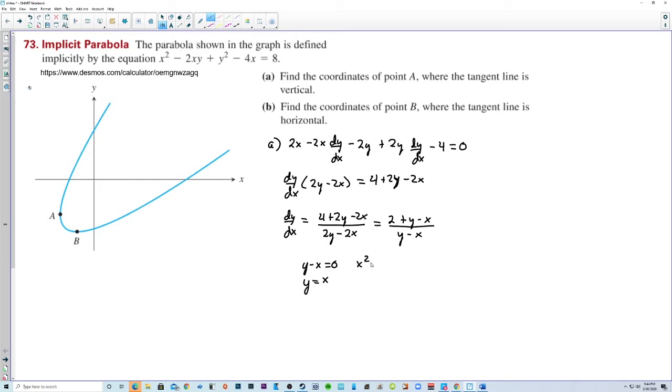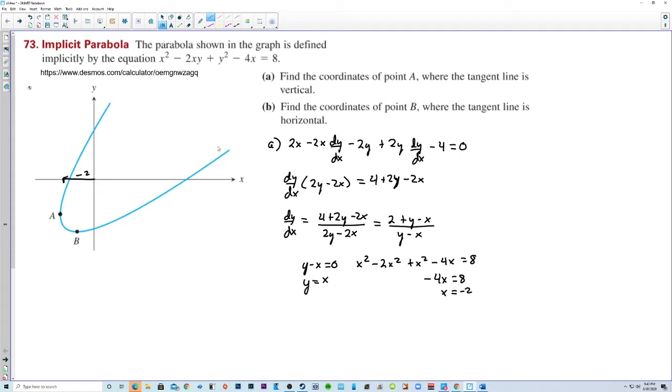So we get x squared minus 2x squared plus x squared minus 4x is equal to 8. So x squared minus 2x squared is negative 1 plus 1 is 0. So we end up with negative 4x is equal to 8. So x is equal to negative 2. So the point's over here, and the x is negative 2.